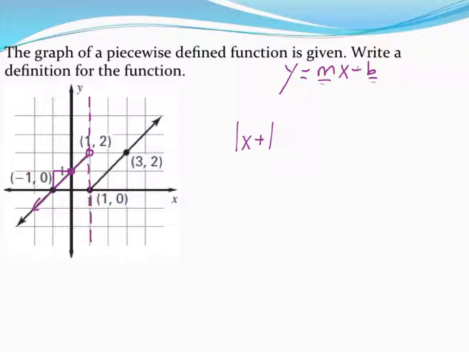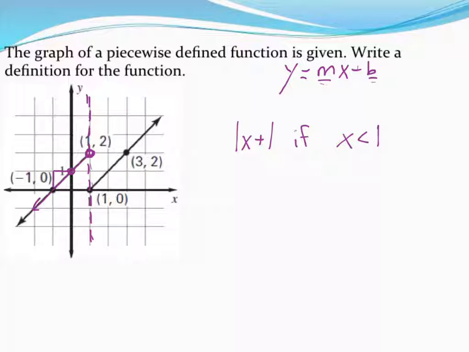So the equation of this line would be 1x plus 1. However, remember, it's not really a solid line, so I have to include the if. This is the special part of piecewise functions. I have to describe where this line exists in relation to this dashed line right here. And I can see that that line exists only if x is less than 1. That's where the line exists. And notice I know it's less than because I had an open circle. If it was a closed circle, I'd be less than or equal to. Okay, so there's one piece of the piecewise function.